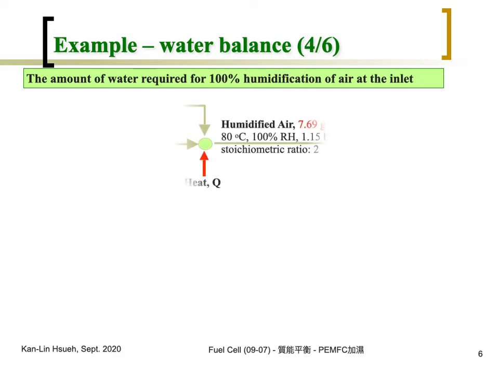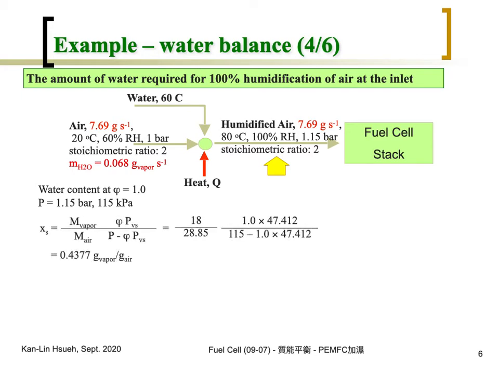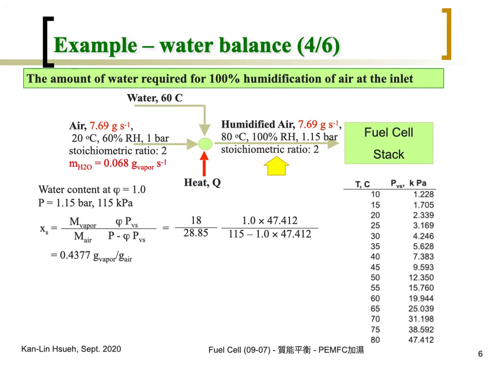Similar process. The red is a calculated result. So now we have to calculate the water in the humidified air. So the water content in the humidified air, the relative humidity is 100%, so phi equals 1. And the pressure raised to 1.15 bar is 115 kilopascal. Similar equation over here, and then with the steam table here.